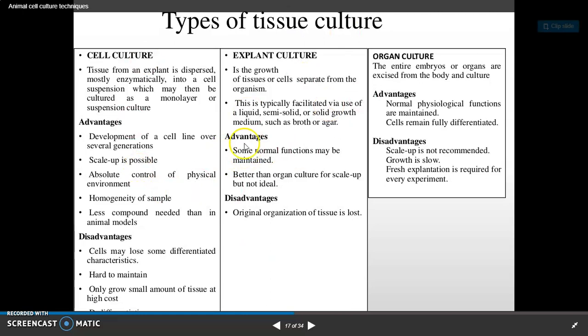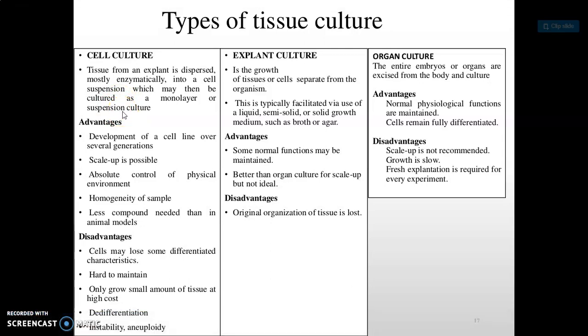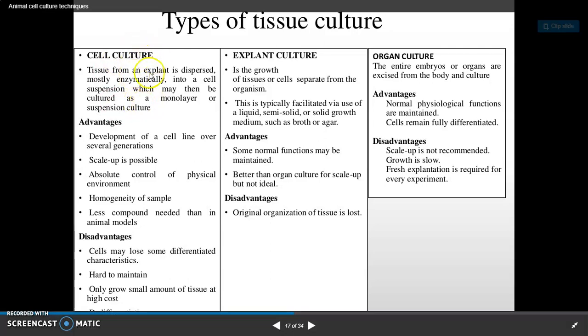Then types of tissue culture. These all are different types of tissue cultures. Advantages are there, disadvantages also are there. See, cell culture, explant culture. Tissue from an explant is dispersed mostly enzymatically into a cell suspension, which may then be cultured as a monolayer or suspension culture. Suspension culture means if you inoculate these cells into liquid media, that kind of cultivation is known as suspension culture. Then by enzymatic treatment, you separate your healthy cells from a tissue, and then you use them as a monolayer, a single layer.